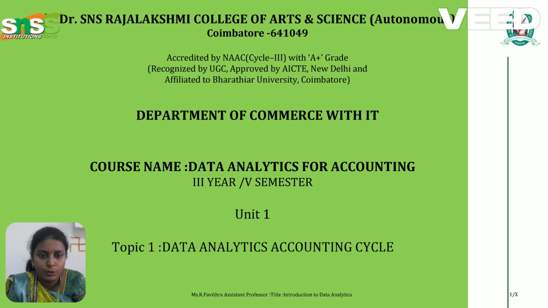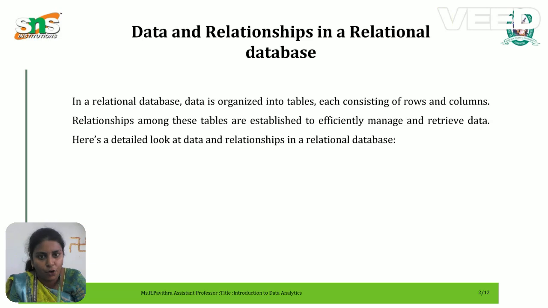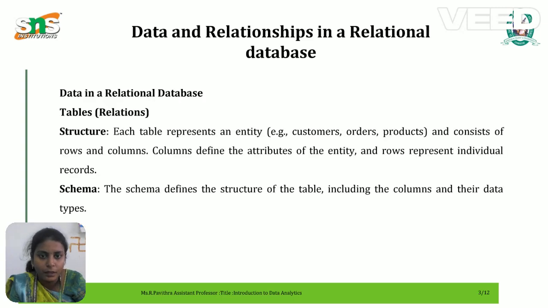I'm going to talk about data analytics accounting cycle, the processing steps for data and relationships in relational databases. A relational database is data organized into tables, each consisting of rows and columns. The relationships amongst these tables are established to efficiently manage and retrieve data. Here's a detailed look at data and relationships in a relational database, the tables.